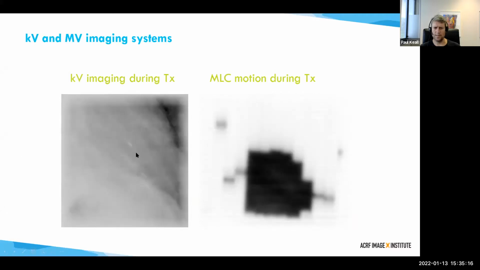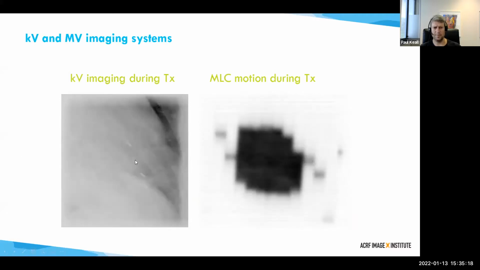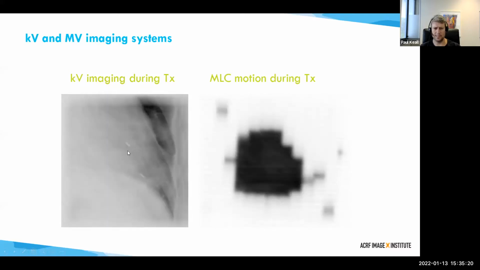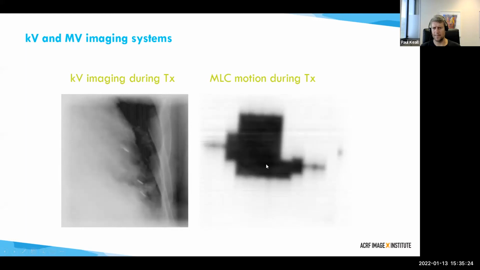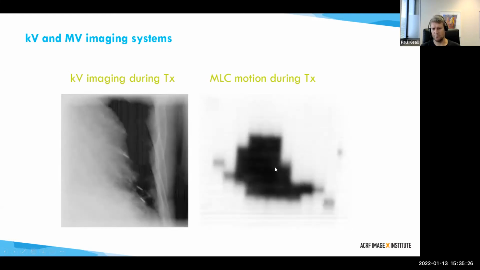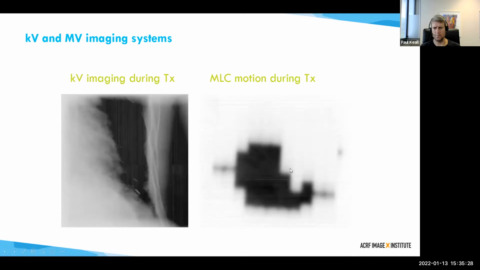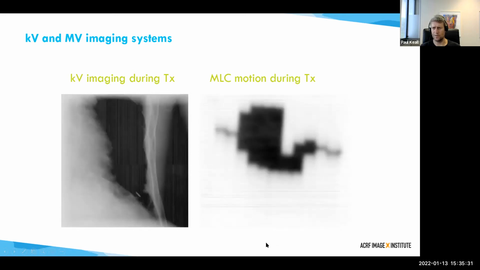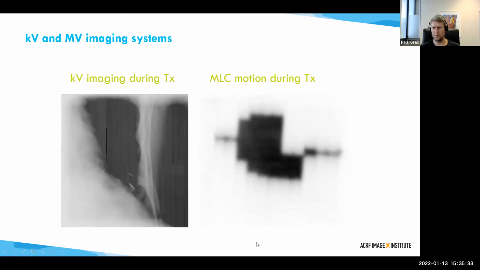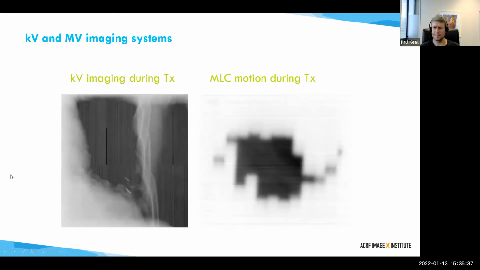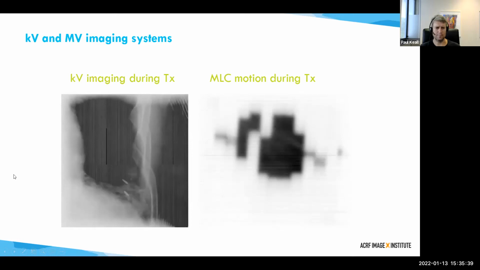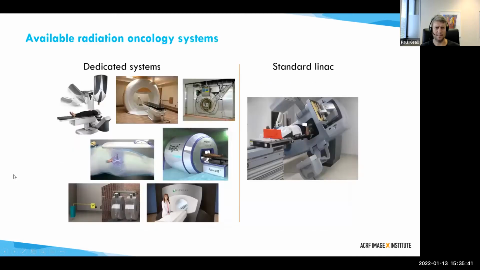If we keep both of these, the kilovoltage imaging during treatment and the megavoltage portal imager during treatment, we can get dual, two-angle views of the patient at the time of treatment. And some of you may be working on projects related to these technologies.